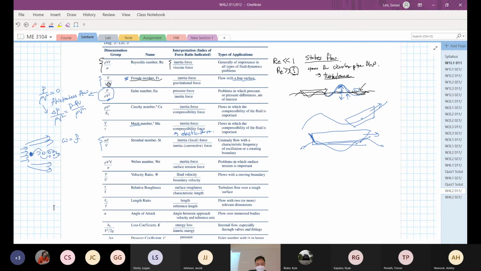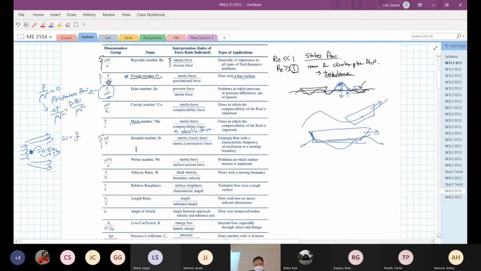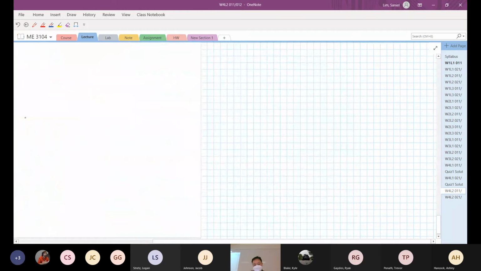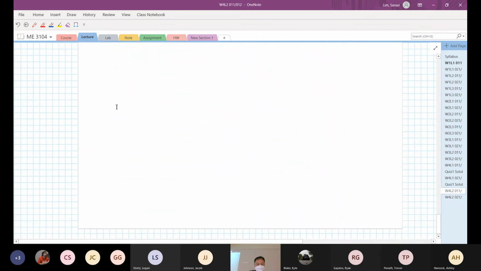And the other things, like the velocity ratio, are obvious. Relative roughness: the surface roughness really plays a big role when you think about frictional force, frictional flow, viscous flow in the pipe. So we have to consider, I don't know what happened to my tablet here.